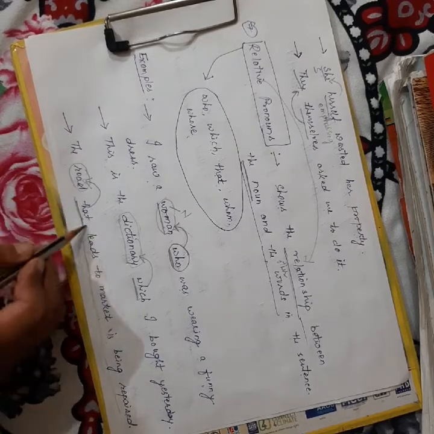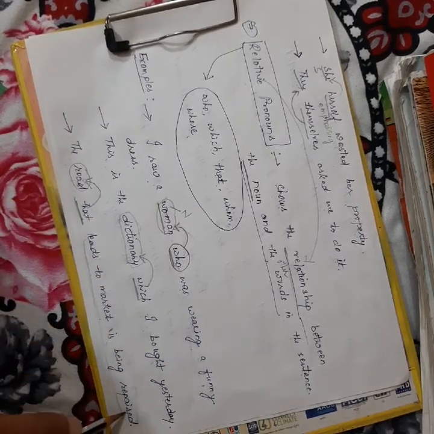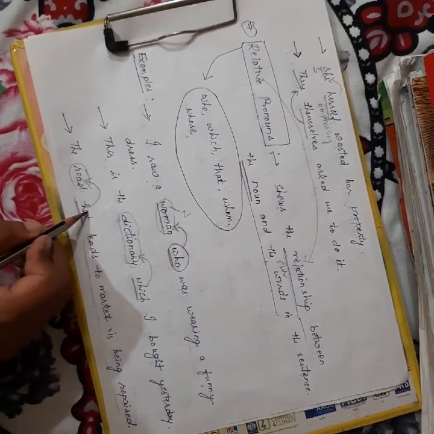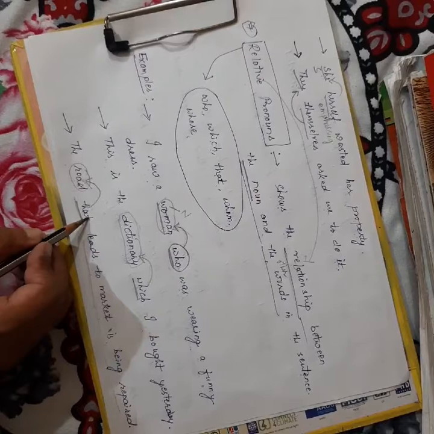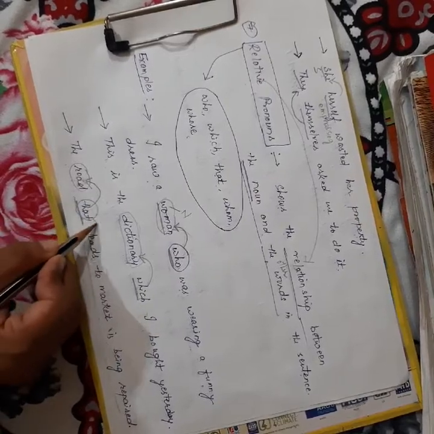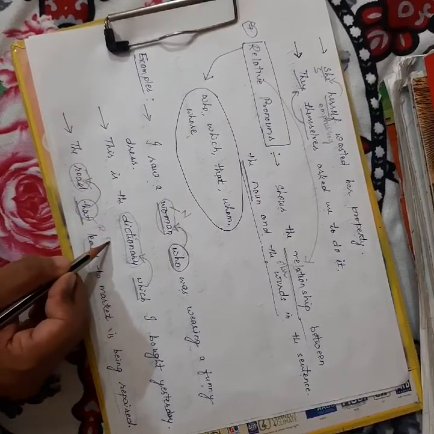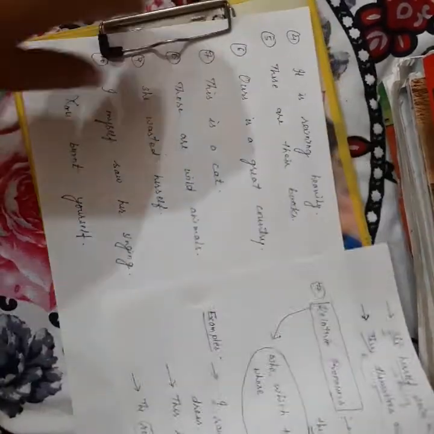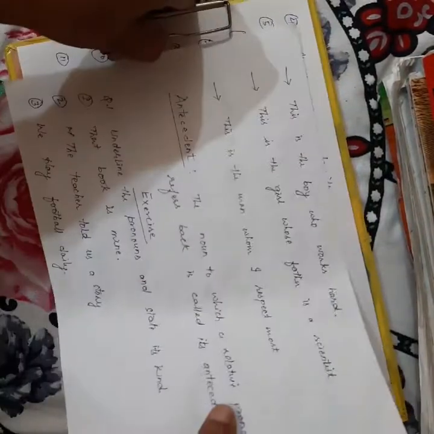The road that leads to market is being repaired. So that is used for the road. That is relating the road. That's why that is used here as relative pronoun, right? Let us see some more examples. Yes, you can see here.